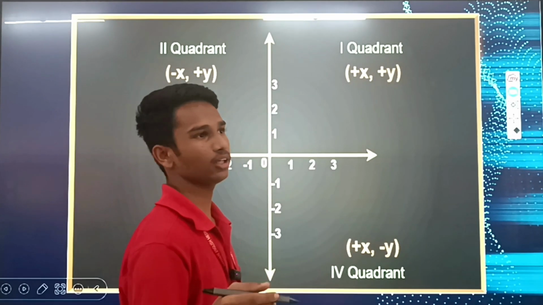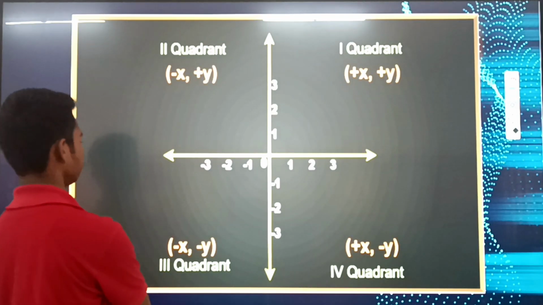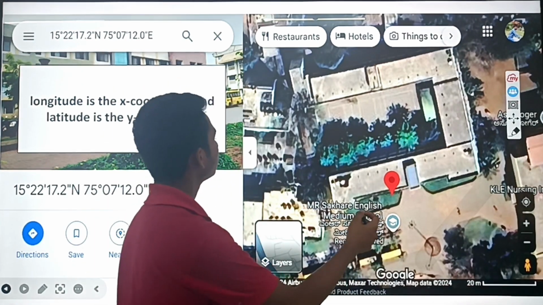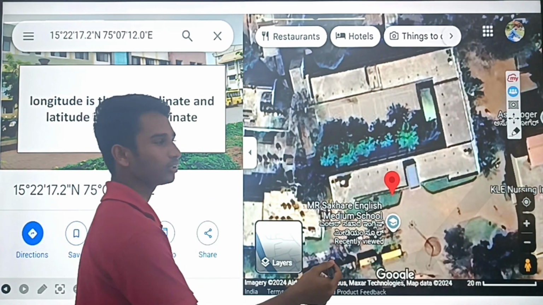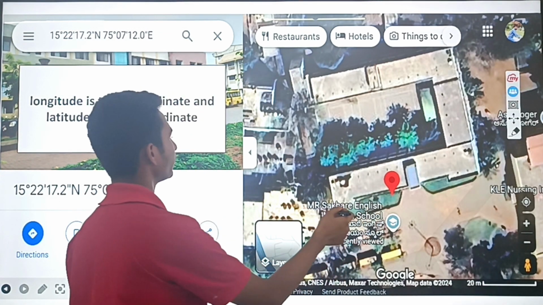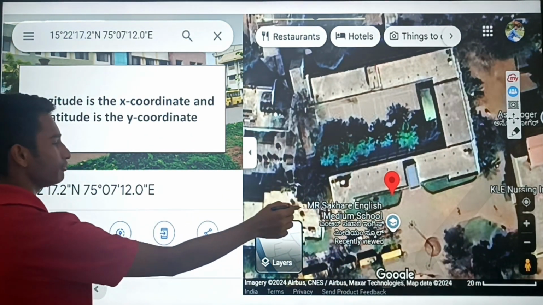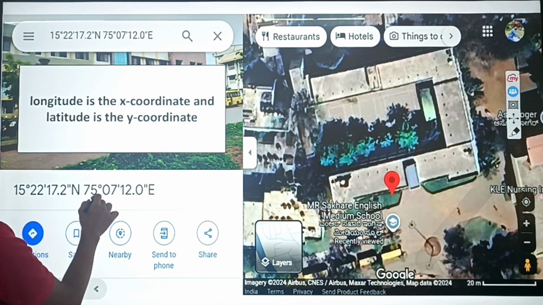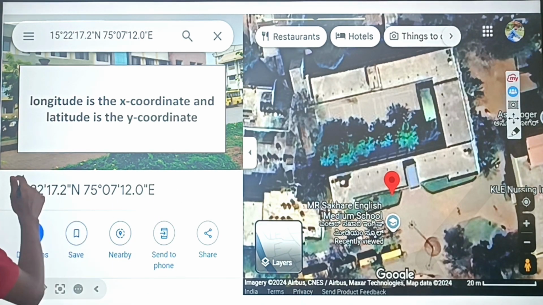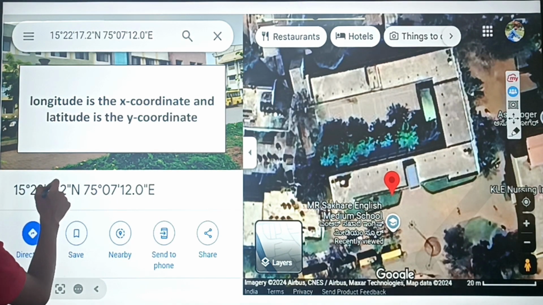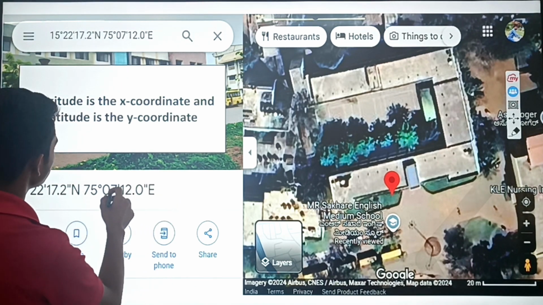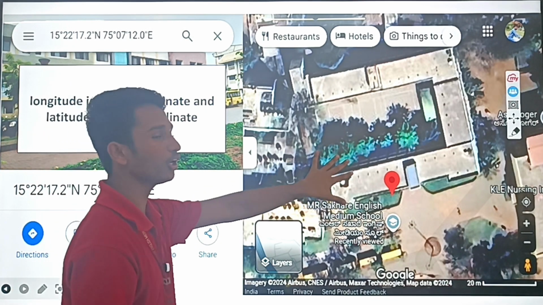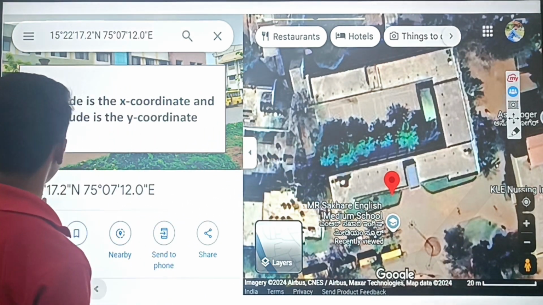Let us understand it in a better way with the help of an example. You all know this is our school, and this school has a particular point on the world and we can take this point as a coordinate. So the coordinate of our MS English Medium School: the x coordinate will be the longitude and the y coordinate will be the latitude. The x coordinate is 15 degrees 22 and a half 17.2 north latitude and the y coordinate will be 7:12.0 east longitude.